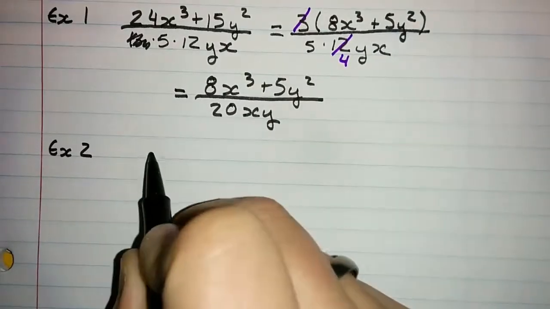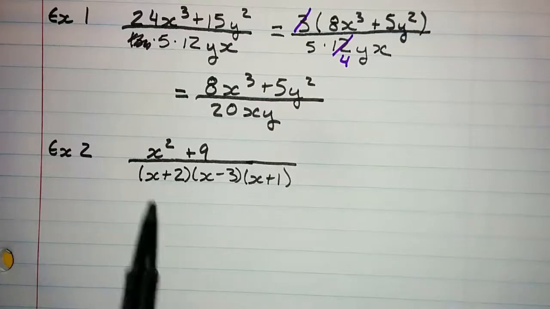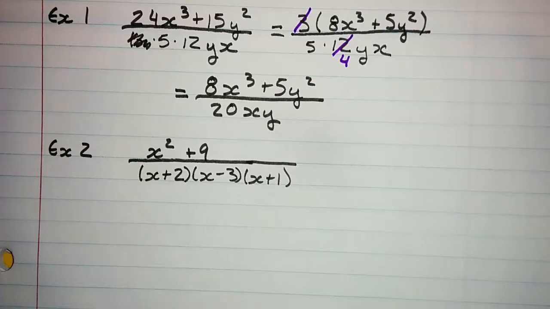In example 2, we found (x squared + 9) over (x + 2)(x - 3)(x + 1). Looking at this, I notice that my numerator is prime. There's no way I'm going to be able to simplify this at all. Recall, sum of squares is always prime. If I really wanted to, I could multiply out this denominator then.